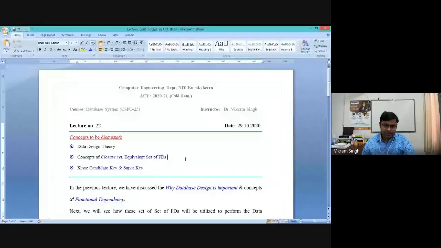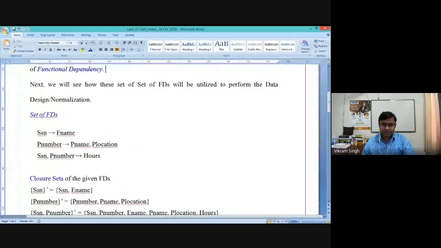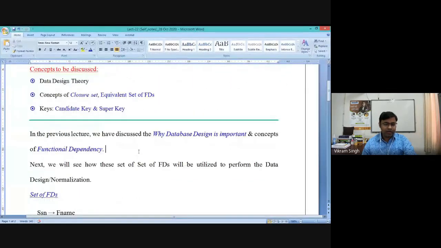So today we are going to discuss these two concepts, and along with them, a few other concepts. Let me share the class notes of today's lecture. I will begin with the concept of closure, right? Closure has one very simple definition, and based on this closure concept only, we can identify the candidate key and super key, right?